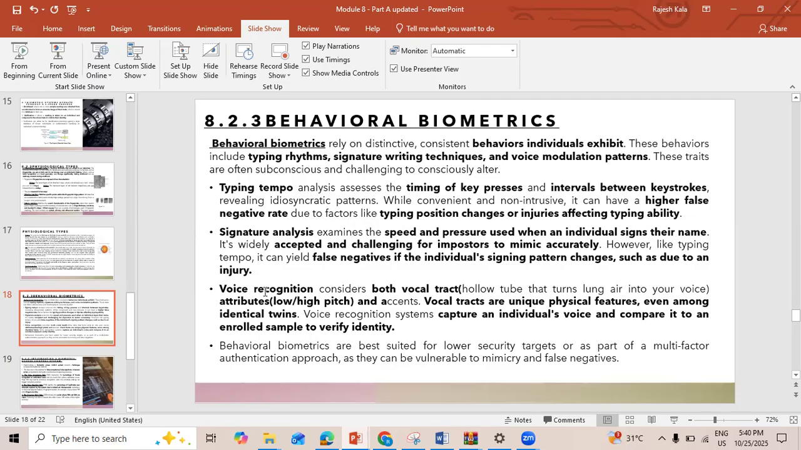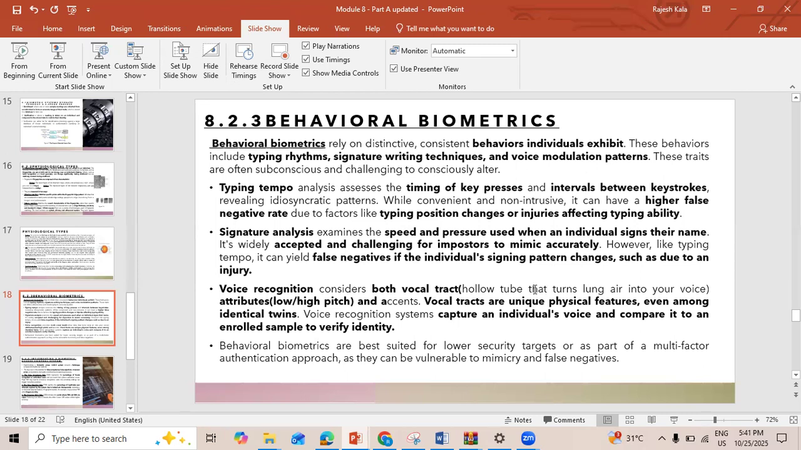Voice recognition means they will recognize your voice. They will ask you to first talk, then they will record that voice. When next time you talk, the system will verify whether the voice you gave is the same as in the database. If it is the same, you will be allowed. Otherwise, not allowed. They will consider both vocal tract and accent.